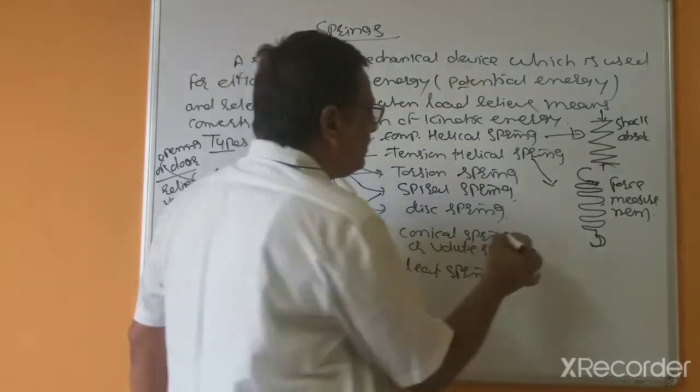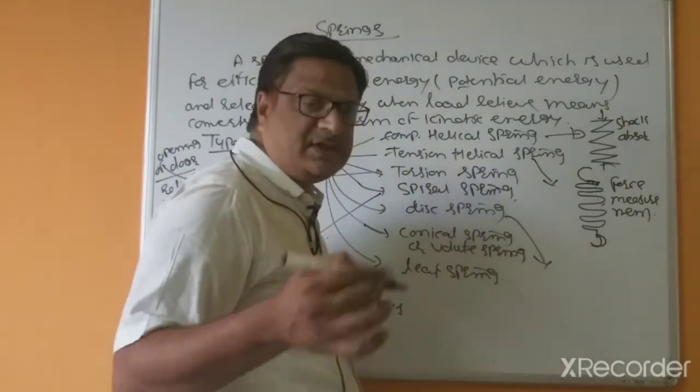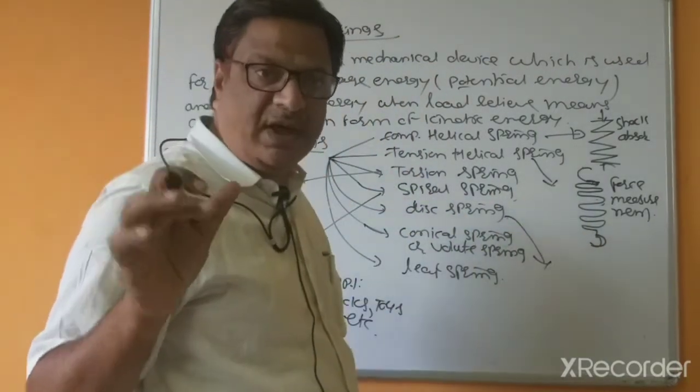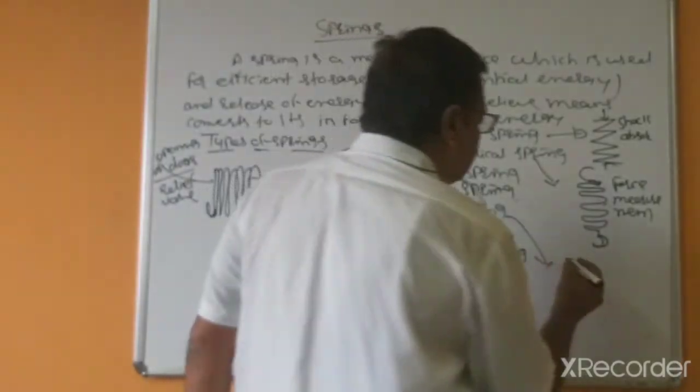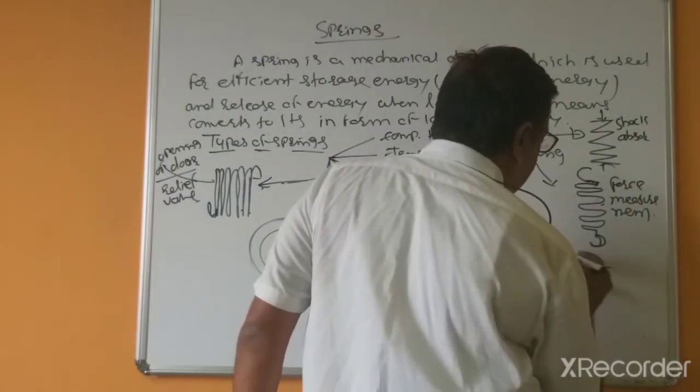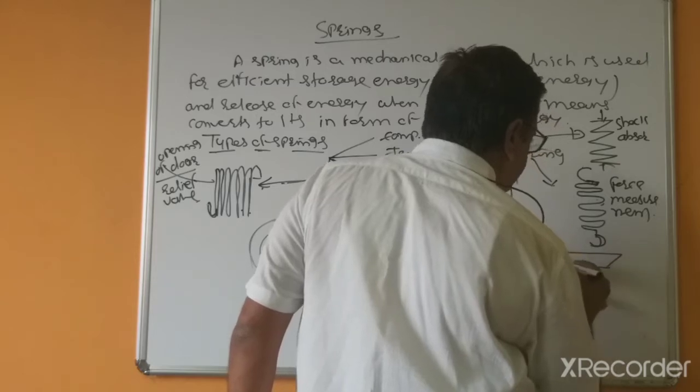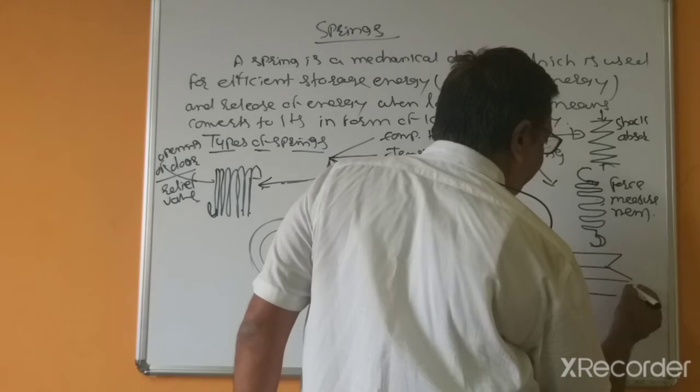Disc springs, this type of spring is used when low space is available and more compression is required, so for that time such type of springs we can use.